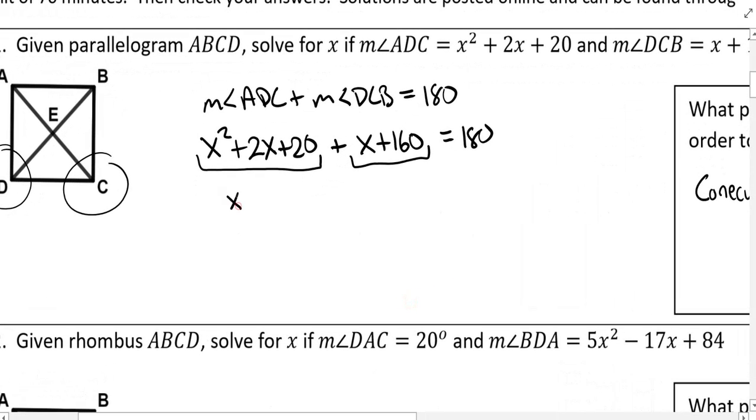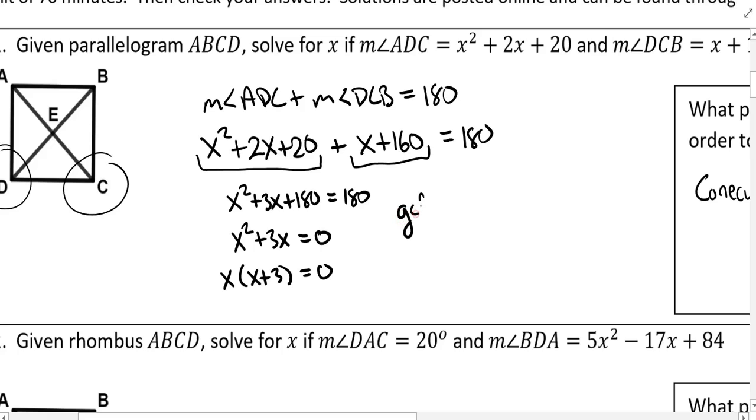Adding this up, we get x squared plus 3x plus 180 is equal to 180. Subtract 180 from both sides of the equation, and you get x squared plus 3x equals 0. Factor, I'm using the GCF factoring. Separate your factors, set them equal to 0. You get x is 0, and x is negative 3.